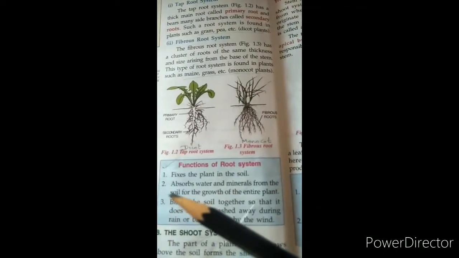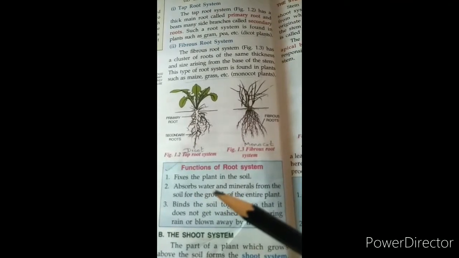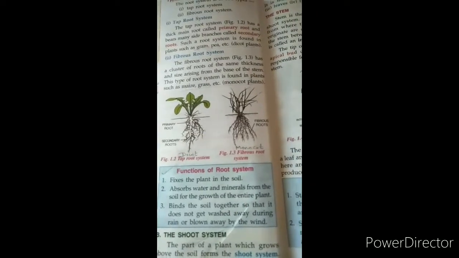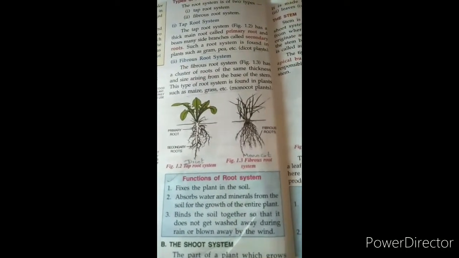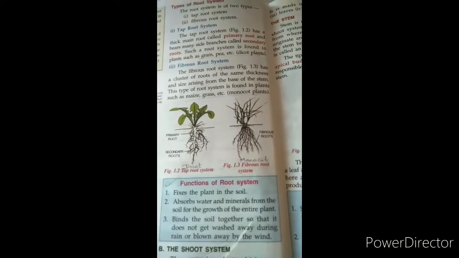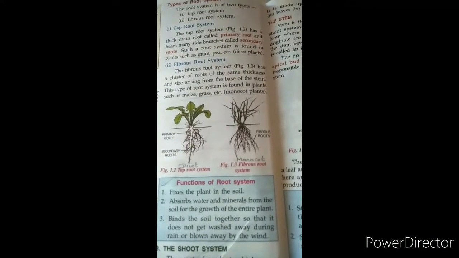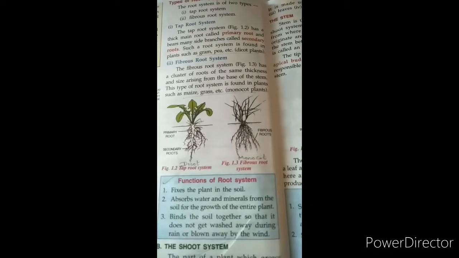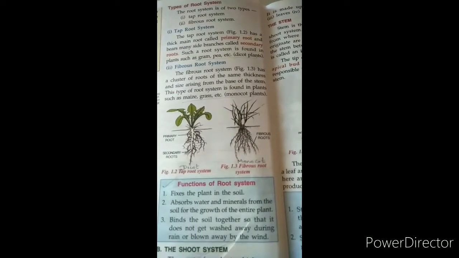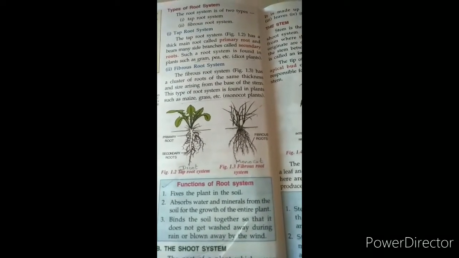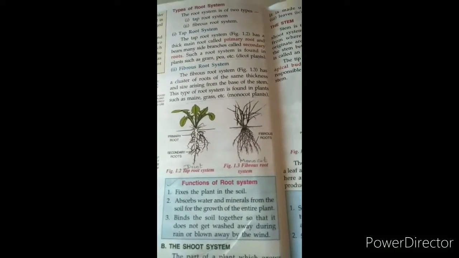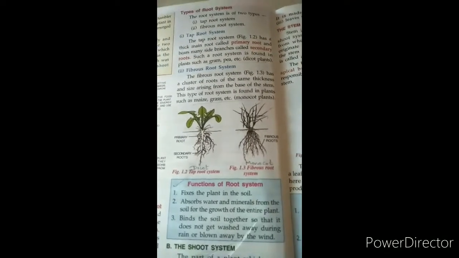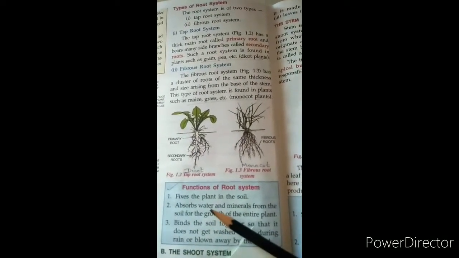The second one that we will look at is absorbs water and minerals from the soil for the growth of the entire plant. As we know, the plant needs nutrition, minerals and water that are present in the soil, and the root absorbs the water and the minerals, also known as sap, and then it goes to the various parts of the plant so that the plant can produce its food and be healthy. Okay, so this is one good task that the root does.